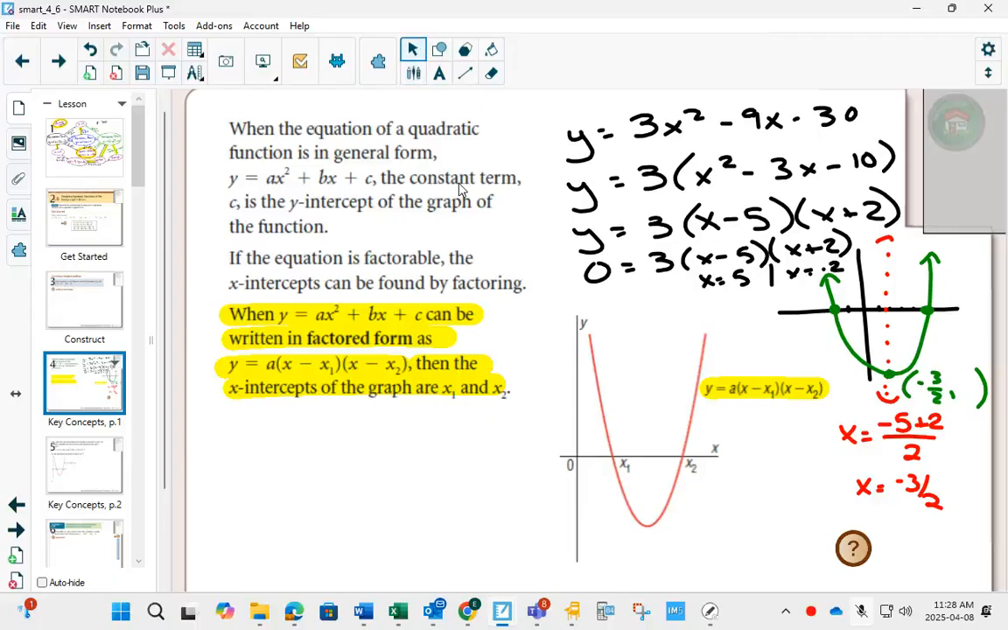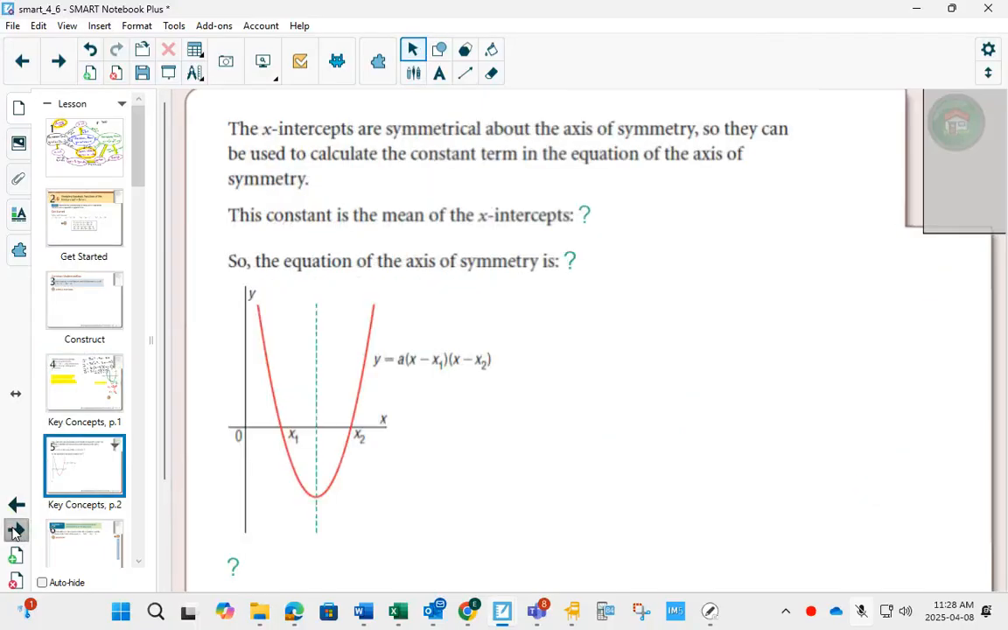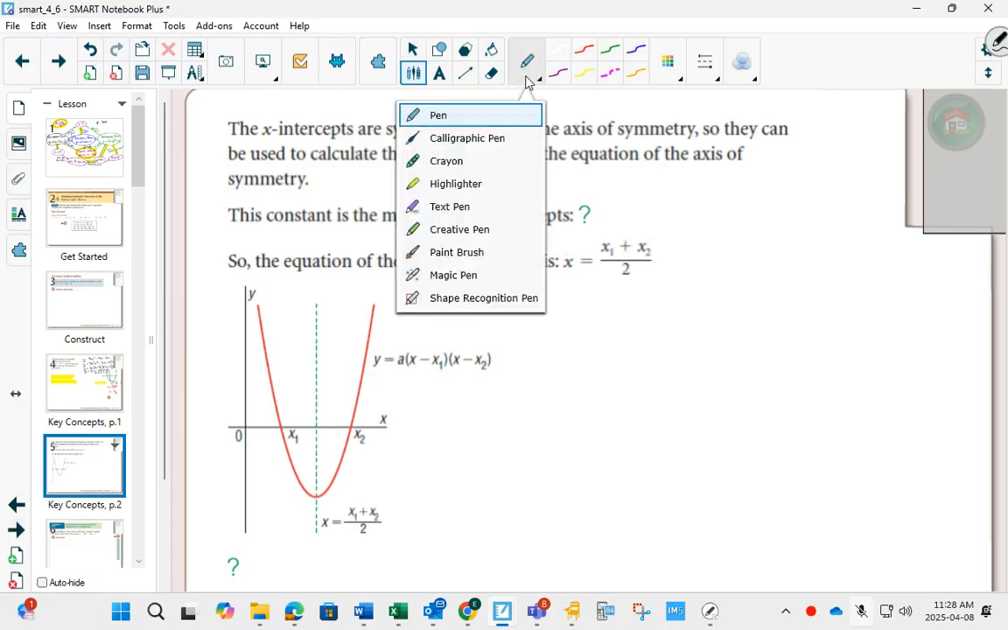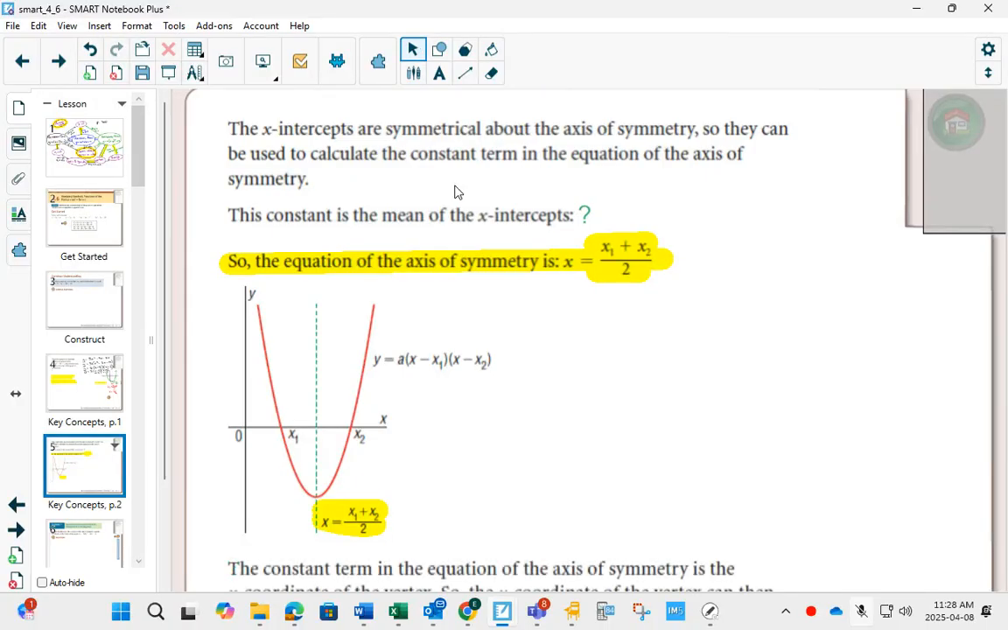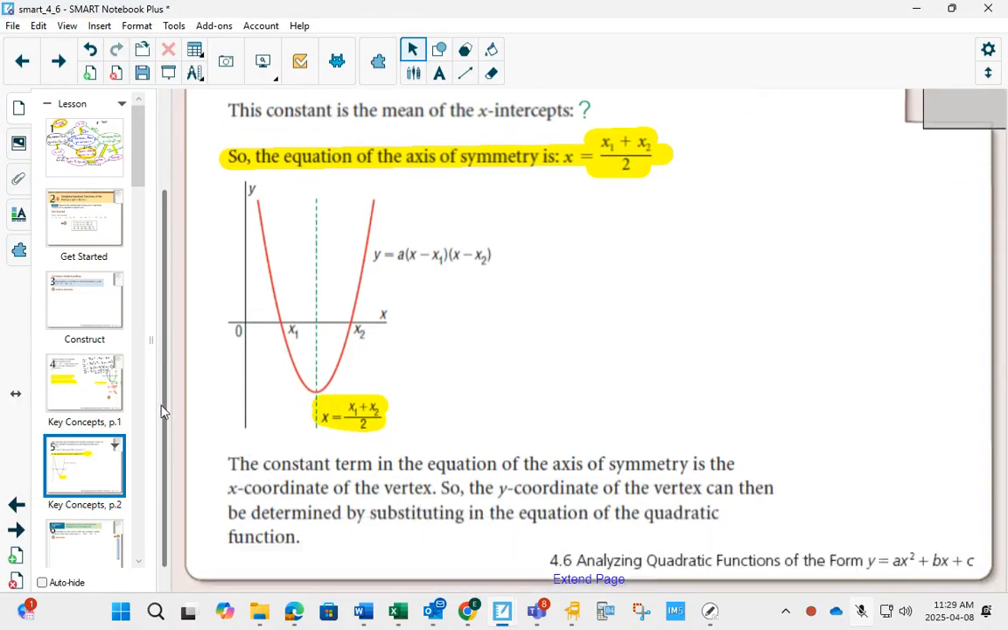So they have this on the top of the next page. You can highlight this. Your axis of symmetry is always the average of your x-intercepts. That's right here. You can highlight that on your graph on the previous page as well. So we can always find that value of our axis of symmetry.